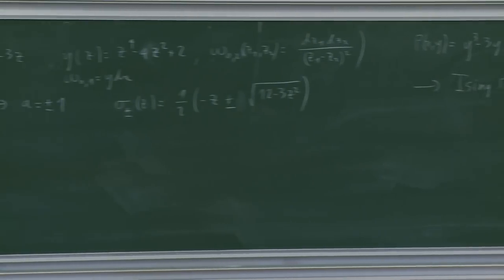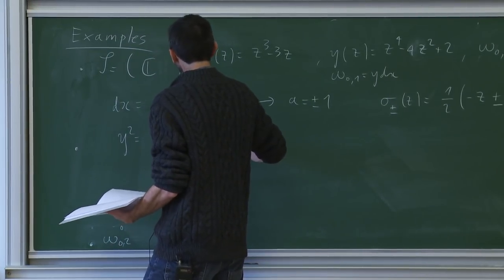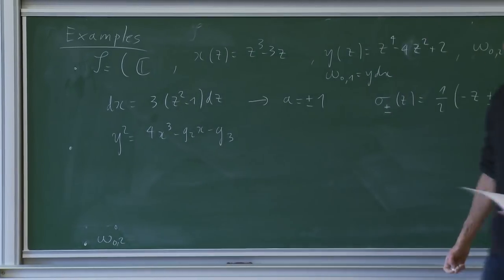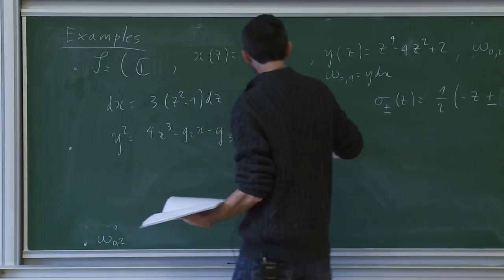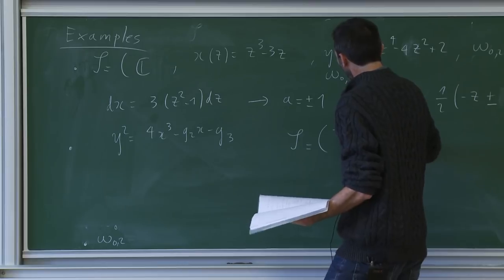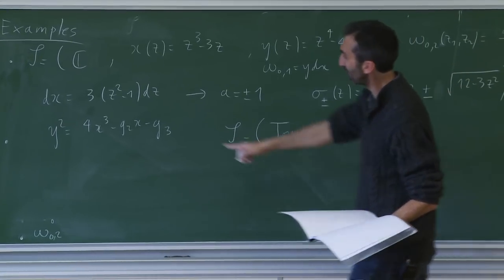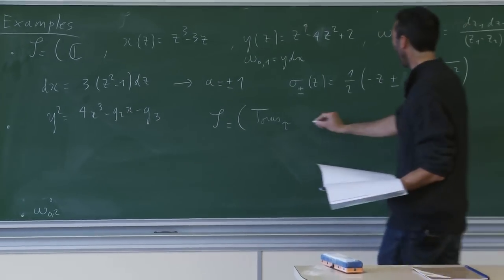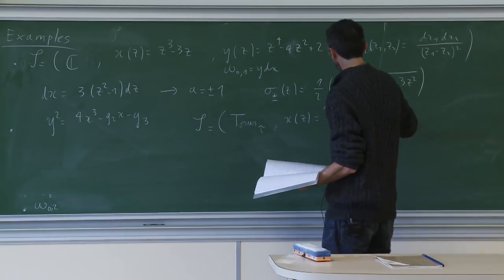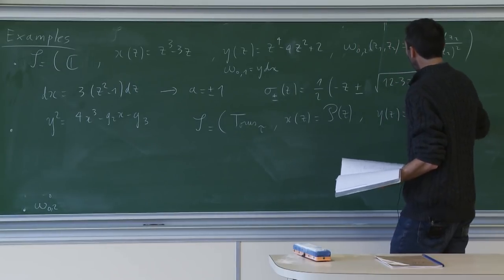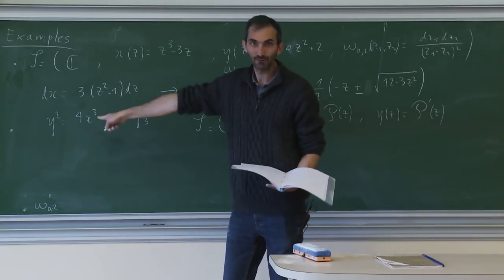Another interesting case is to consider the equation y squared equals 4x cubed minus g2 x minus g3. So a typical elliptic curve. It can be parametrized as follows. S will be the torus of some modulus tau, which is related to g2 and g3. The function x of z will be the Weierstrass function, p of z, and the function y of z will be p prime of z. And they satisfy this equation.